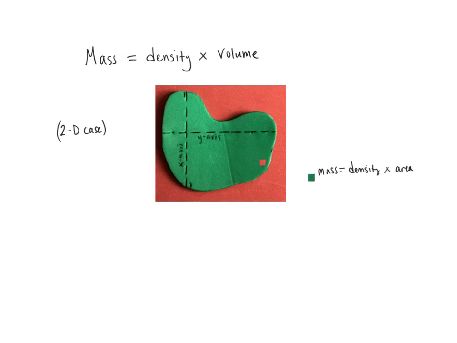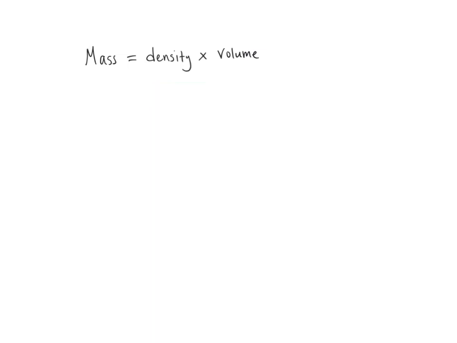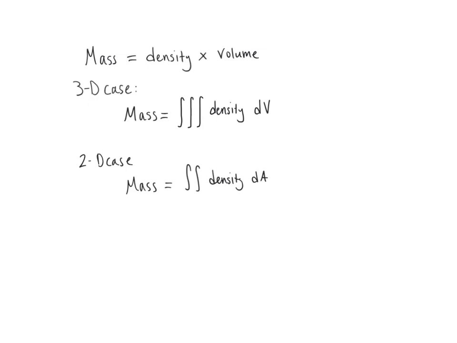For a two-dimensional plate, given a density function that returns the density at the point (x, y), we can compute the mass by integrating the product of density and area. If in 3 dimensions, we compute the mass by integrating the density over volume. Now that we can compute the mass of an object, we are ready to start thinking about balance.